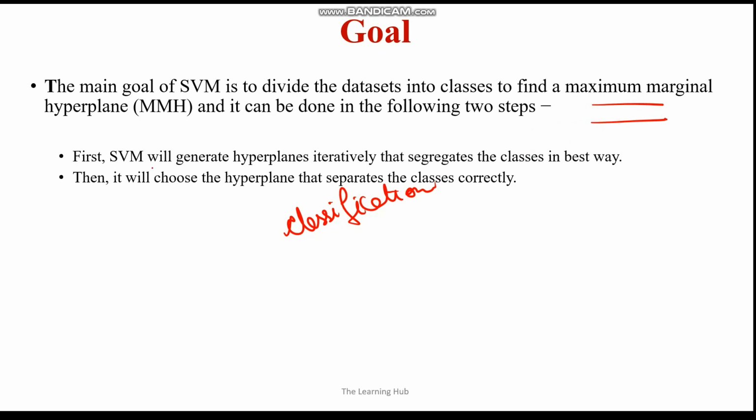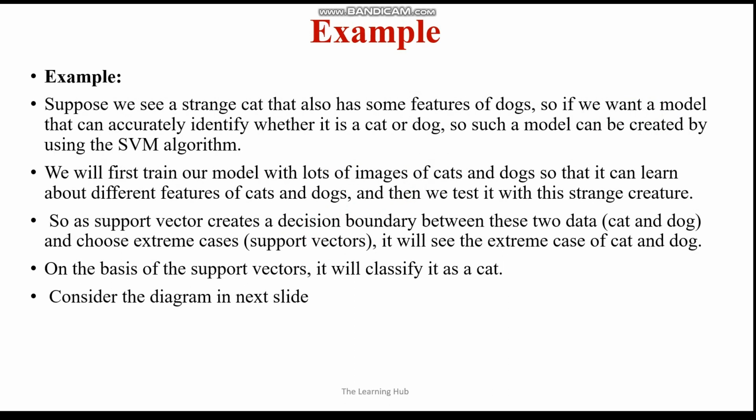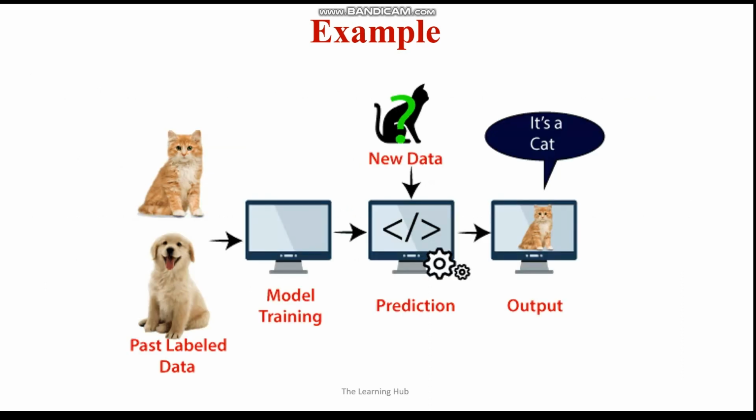It can be done by first, SVM will generate a hyperplane iteratively that segregates the classes in the best way. Then it will choose the hyperplane that will separate them. Now let's take an example. Let's have a look at this example.